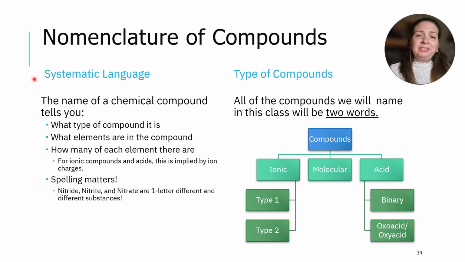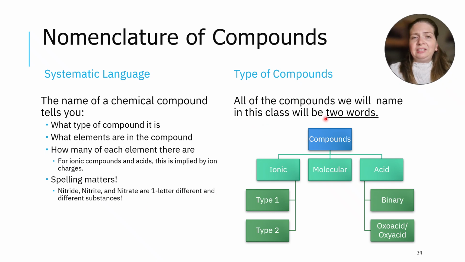In chemistry, we use a systematic language to name compounds. The name of a compound communicates what type of compound it is, which elements are present, and for molecular compounds, it can also communicate how many atoms of each element are present. Spelling is important because small differences in names can represent completely different compounds. For example, nitride, nitrite, and nitrate differ by only a few letters, but they have different chemical formulas.